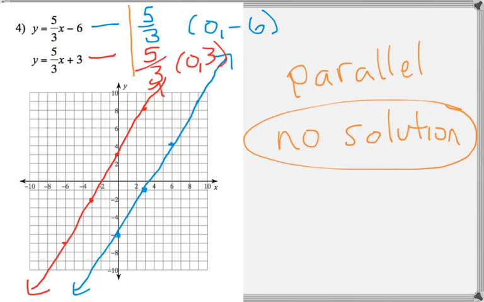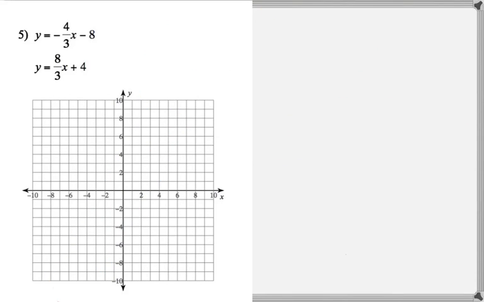The slopes, if you noticed up here, the slopes were the same. If the slopes are the same, they are parallel lines. Let's look at one last example. Again, we'll follow the same color coding. Let's graph the first one in blue and the second one in red. The slope of our first one is -4/3, and our y-intercept is 0, -8.